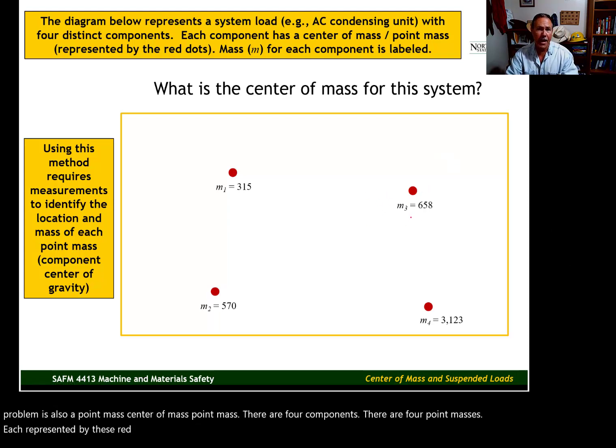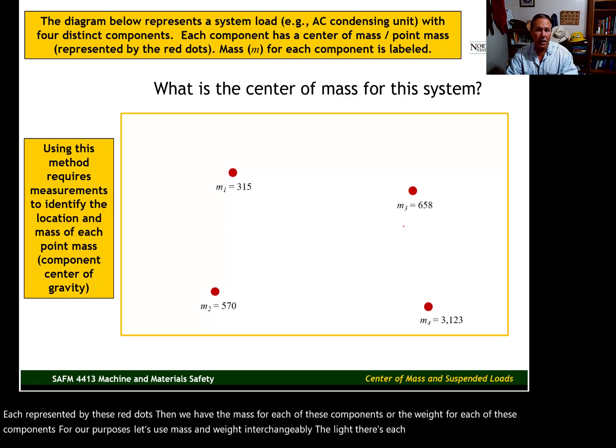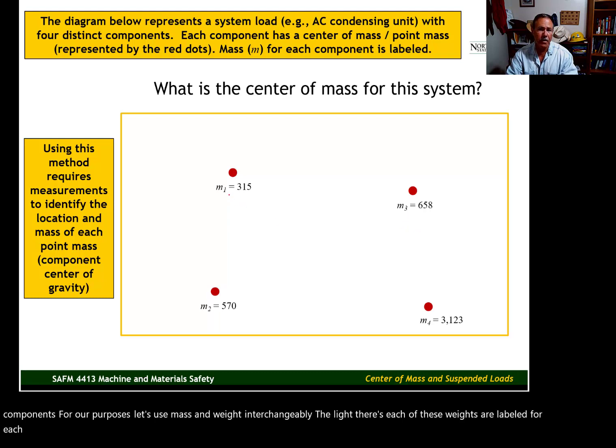Then we have the mass for each of these components, or the weight for each of these components. For our purposes, let's use mass and weight interchangeably. Each of these weights is labeled for each of these components. We have 3 relatively lightweight components, and then we have 1 real heavy component sitting in the corner. And I did this intentionally.